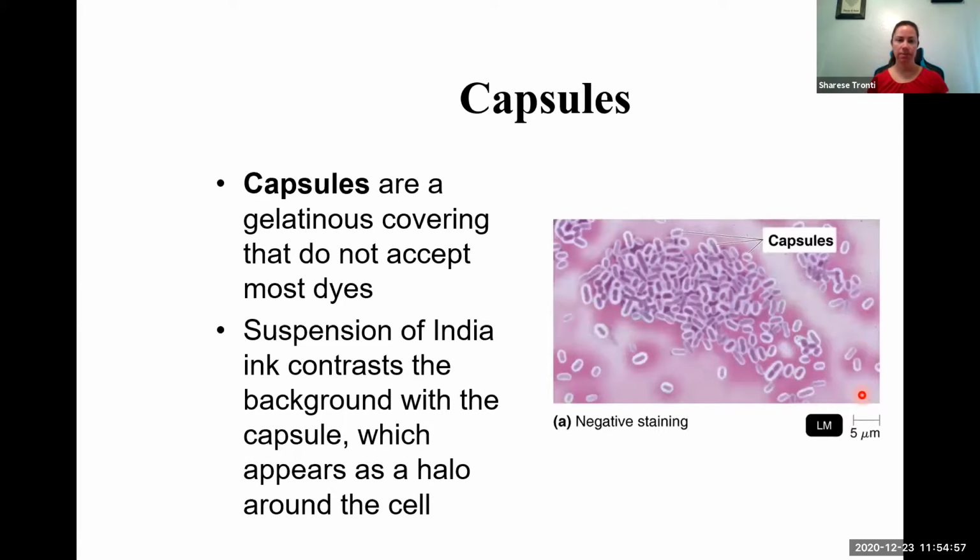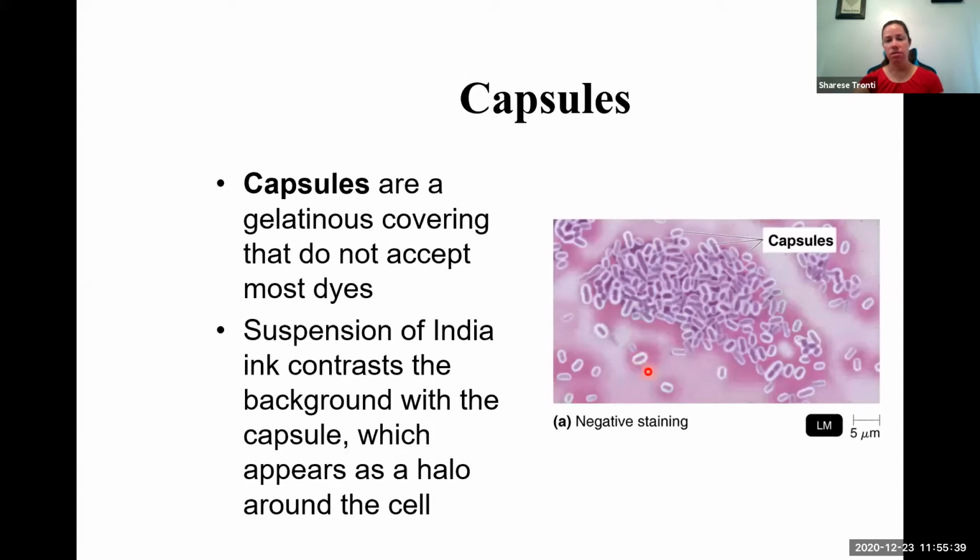Here's the capsule stain. A capsule is a gelatinous covering, and it doesn't really accept dyes. So in order to see if a bacterial species has a capsule, you're going to stain the cell with just a simple stain. So you can see that the cells are stained. And then you're also going to add India ink, which is going to stain the background. Here's an excellent example: India ink staining the background, and the cell itself is stained with possibly safranin.